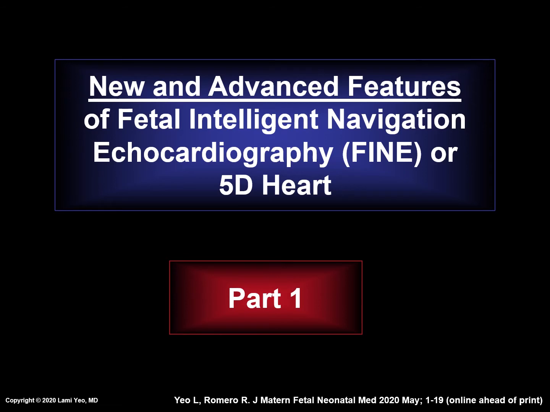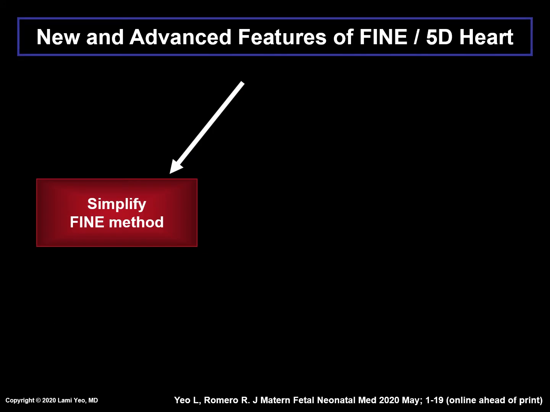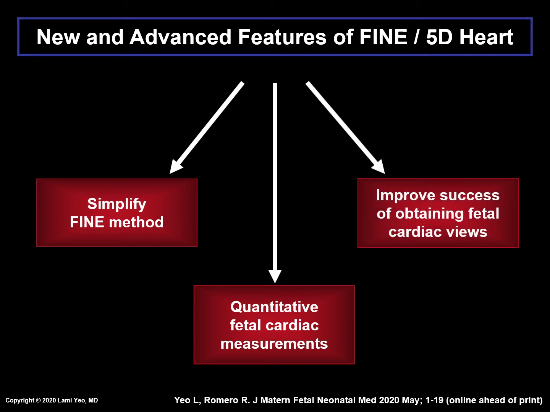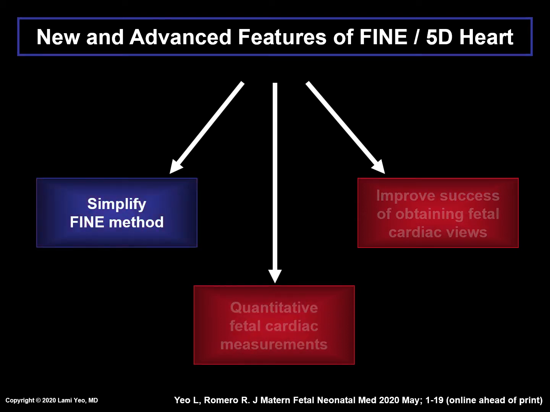Now, we will review the new and advanced features of FIND, Part 1. The features can be broadly classified into 3 goals: simplify the FIND method, perform quantitative fetal cardiac measurements, and improve the success of obtaining fetal cardiac views. In this presentation, we will review 5 ways to simplify the FIND method. In the next presentation, which is Part 2, we will review the other 2 goals.